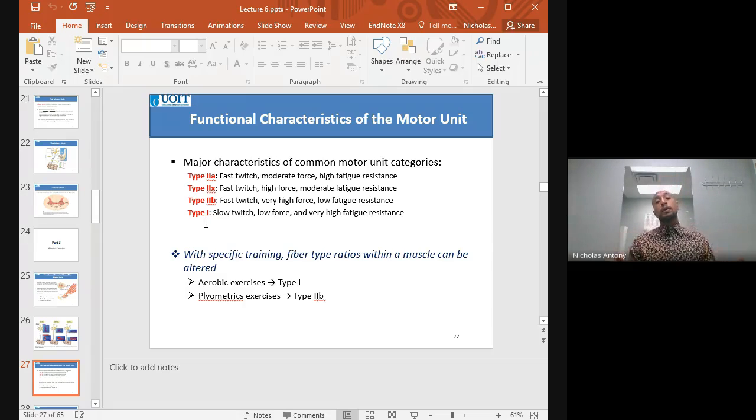Now, this question is always brought up in lectures. So let's say we have a number of motor units for a given muscle. Can we train, or is that set in stone? Can we train muscles to have a higher composition of fast twitch or a higher composition of slow twitch? And the answer is, of course we can. And that's through exercising or different training regimes.